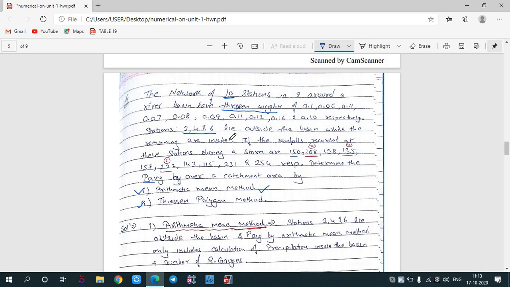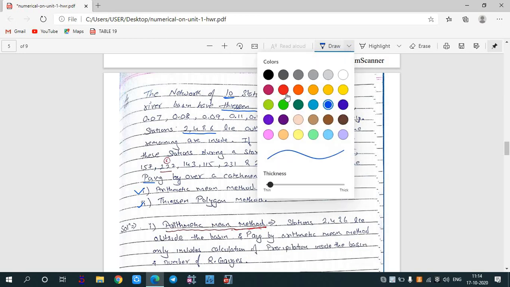But in this situation, the data given says that stations 2, 4 and 6 are lying outside the basin. So in the arithmetic mean method we have to leave out all the stations which are outside the basin. We need to only consider those stations which are inside the basin. As you can see, it has been mentioned over here that we have to mark 2, so it has been marked 2 here with red pen.